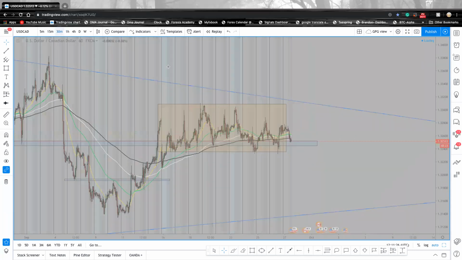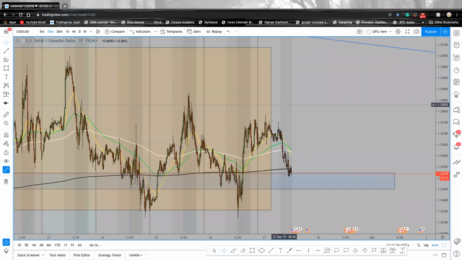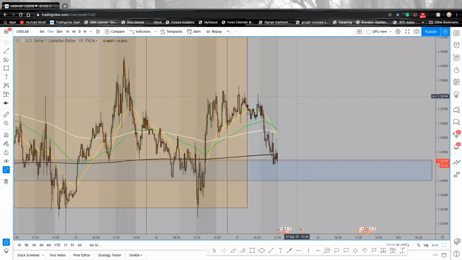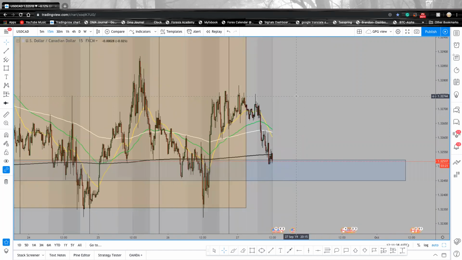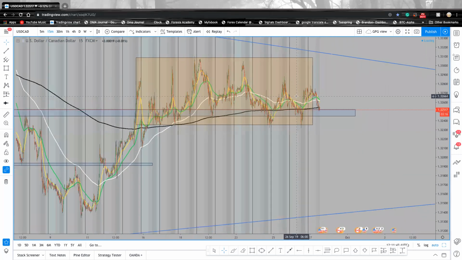Let me just go to 30 minutes quick. We didn't have any cross yet. On 15 minutes, we got the cross. Yeah, I think news is going to drop the price. Well, USD is going down at least to 1.32, I guess. There is a possibility for a stop hunt high first.